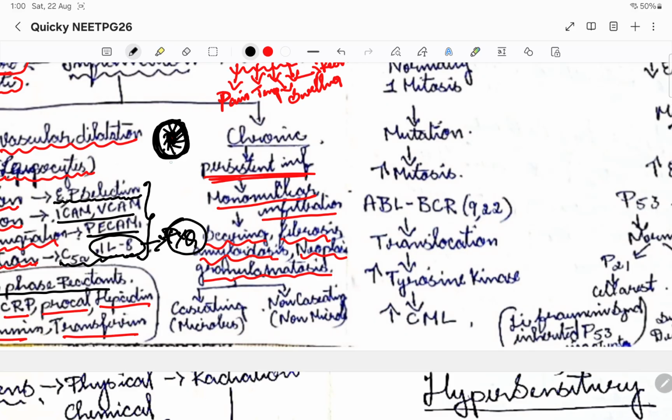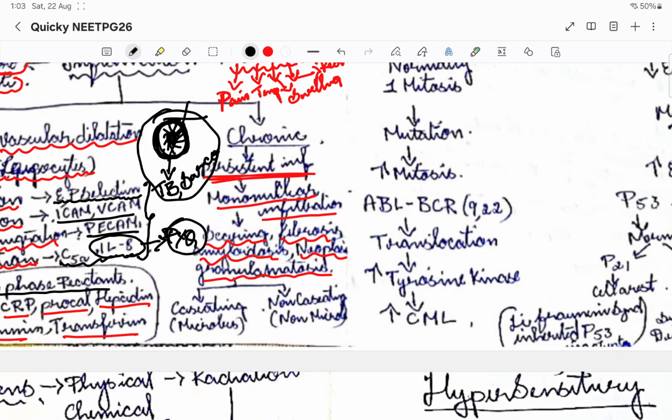Where can we see this? The best examples are TB, sarcoidosis and all these things, right? These are chronic inflammations where complete pathogen destruction is not there. They have remained dormant but are causing infection. This is where we can see chronic inflammation.